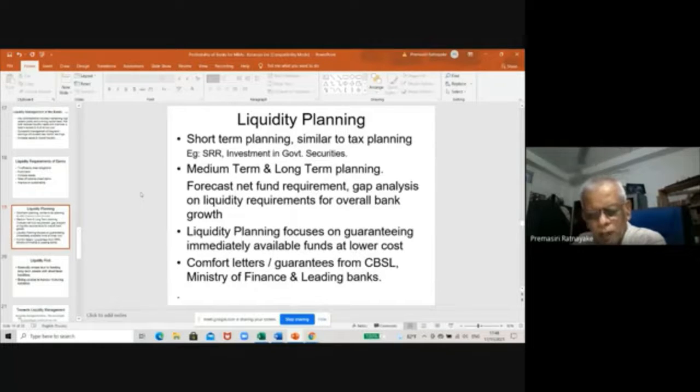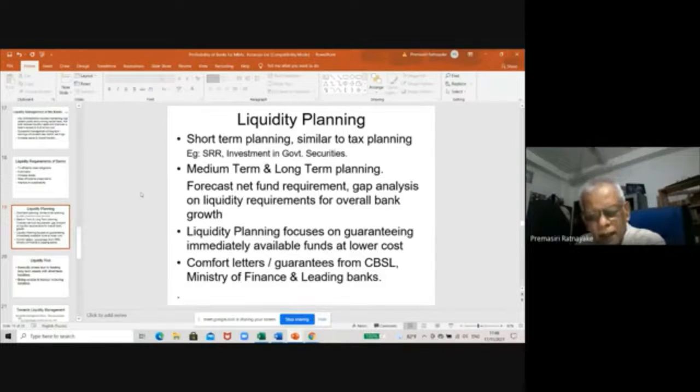Liquidity planning has to happen well in advance. Similar to planning of taxes to be paid, which is also decided well in advance along with the strategic objectives, liquidity planning also has to be planned well in advance.